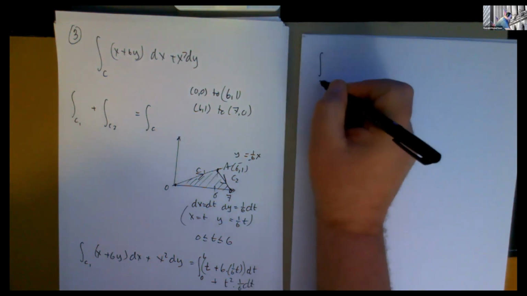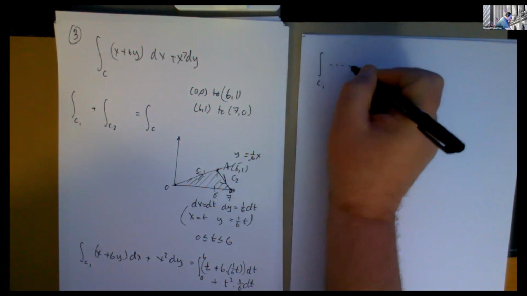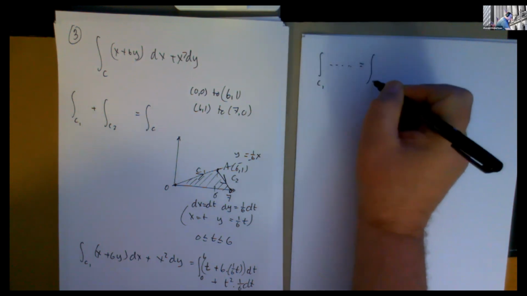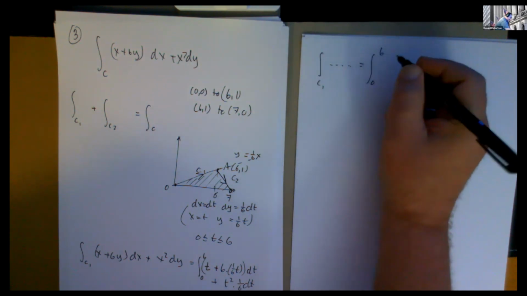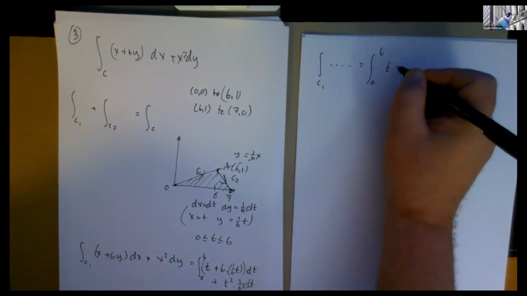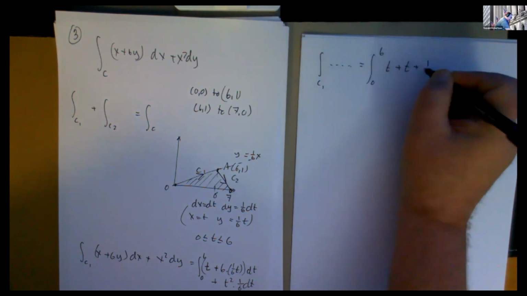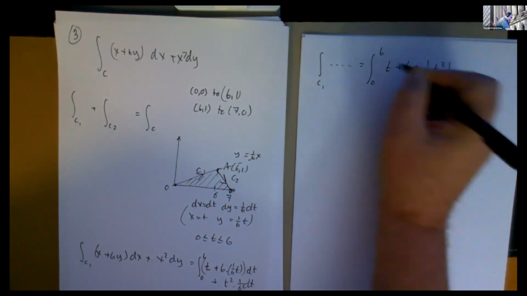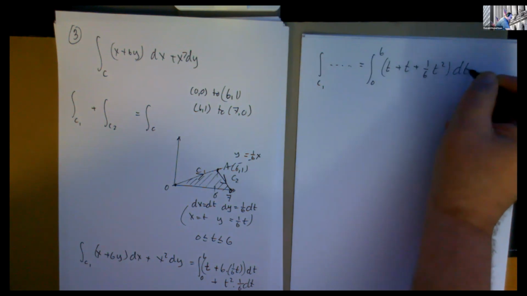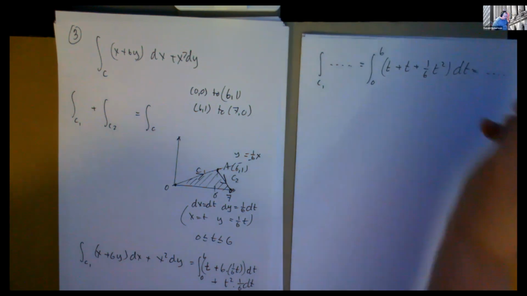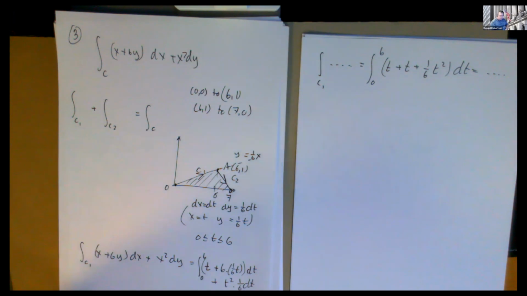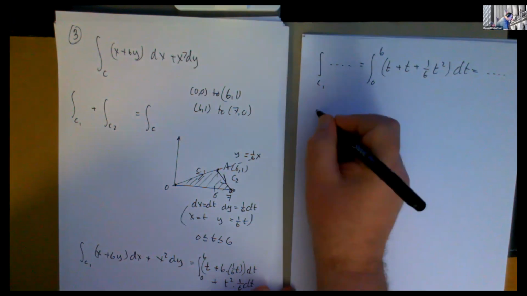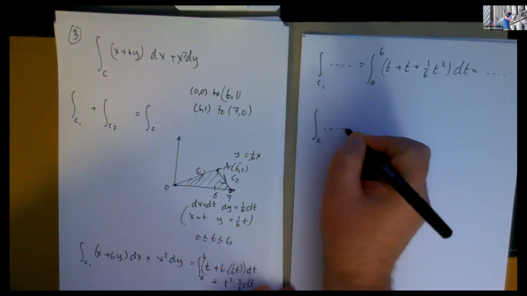So the line integral over C1 of all that stuff is going to be the integral from 0 to 6 of t plus t plus 1/6 t squared dt. And then, can I just say dot, dot, dot to that? Because it's pretty easy to do. Then we'll do the C2 fill-in next.